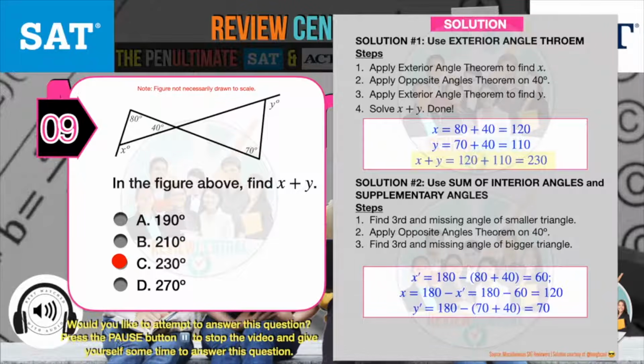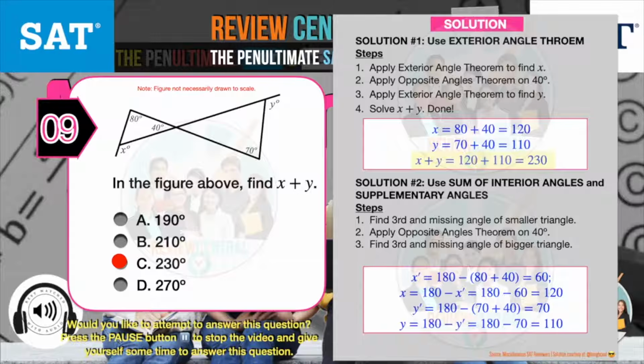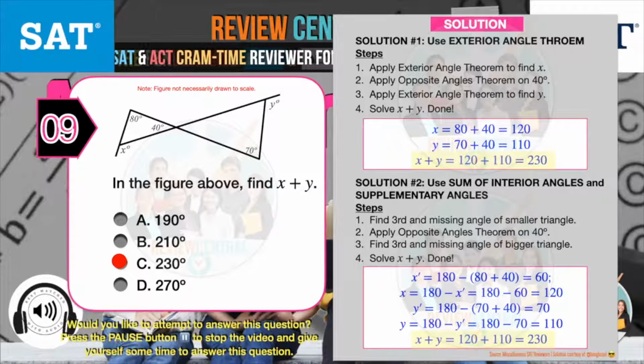Similarly, we can find the remaining missing angle of the bigger triangle by subtracting 70 and 40 from 180, and get 70. This second 70-degree angle is a supplementary angle of y. Therefore, y equals 180 minus 70 equals 110 degrees. And again, the only remaining step is to add x and y and arrive at 230. This second solution is a bit longer and may cost you an extra 3 to 4 seconds, but that isn't too bad. Try and regain 3 to 4 seconds in the other problems, okay?